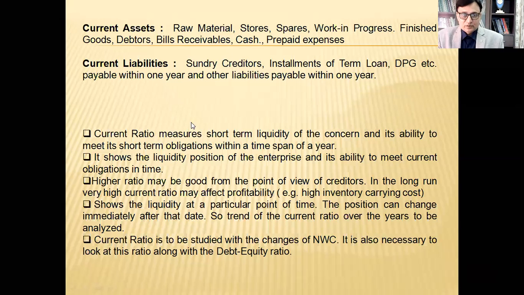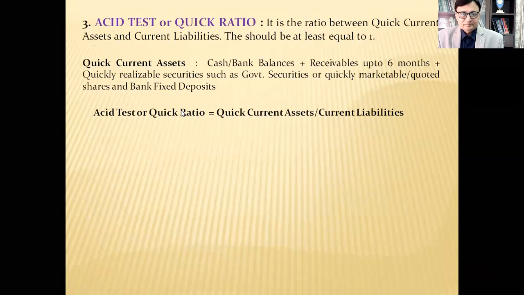Similarly, now let's move to another kind of ratio, which is the acid test ratio, because the current ratio has certain kinds of problems and may not reflect the efficiency. For that purpose, sometimes we calculate the liquid ratio. Liquid assets mean cash plus bank balances, receivables, bills receivable, realizable securities, but we don't take inventory into account. The acid test or quick ratio is the ratio between quick current assets and current liabilities, and that should be equal to 1.